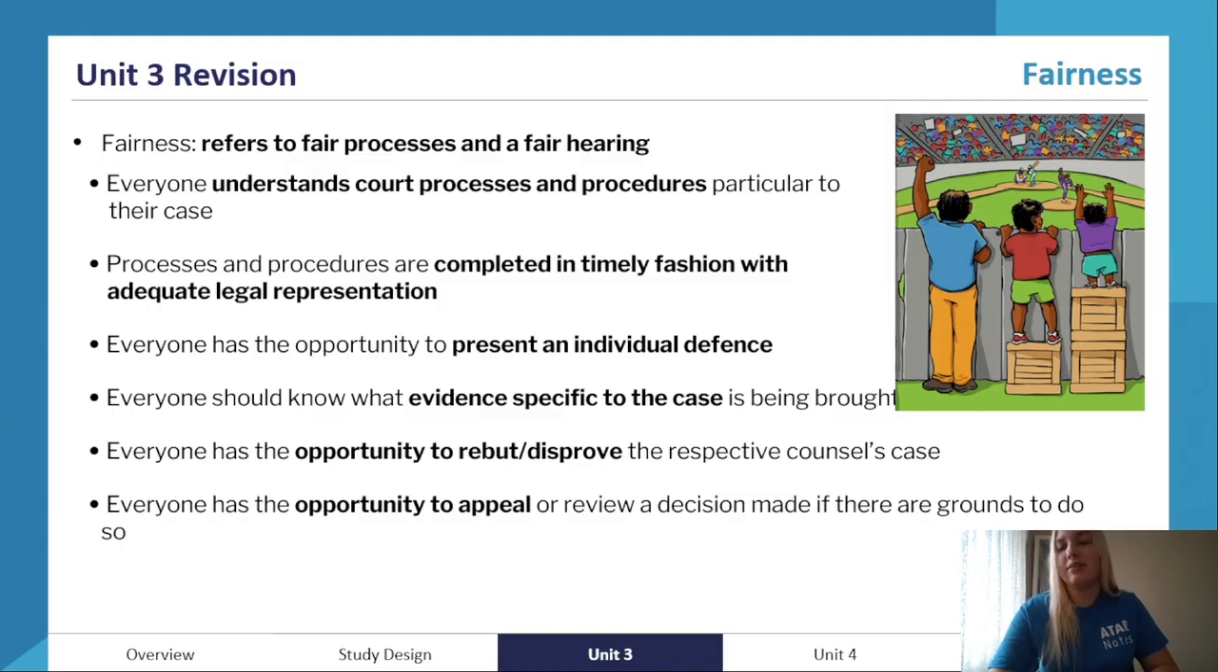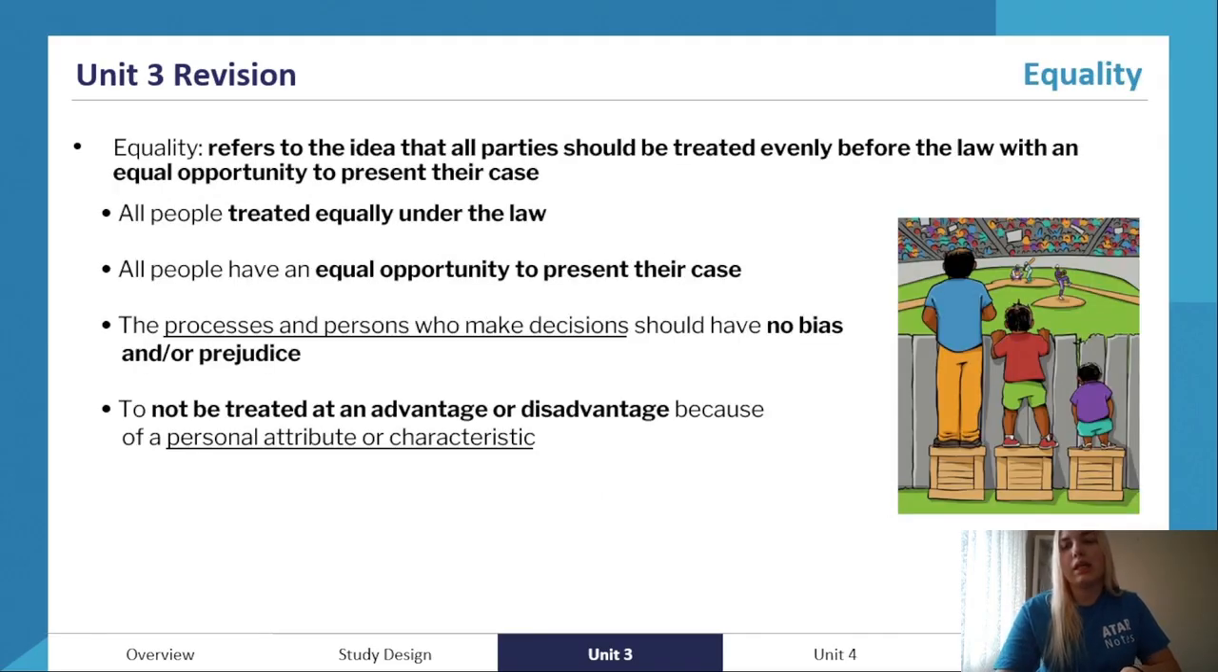The plaintiff and the defendant have to share the evidence that they are going to bring against each other. Everyone has the opportunity to disprove the respective counsel's case, and we know our barristers or lawyers and the prosecution go up against each other and try to achieve exactly that. Everyone also has the opportunity to appeal if there are reasonable grounds to do so.